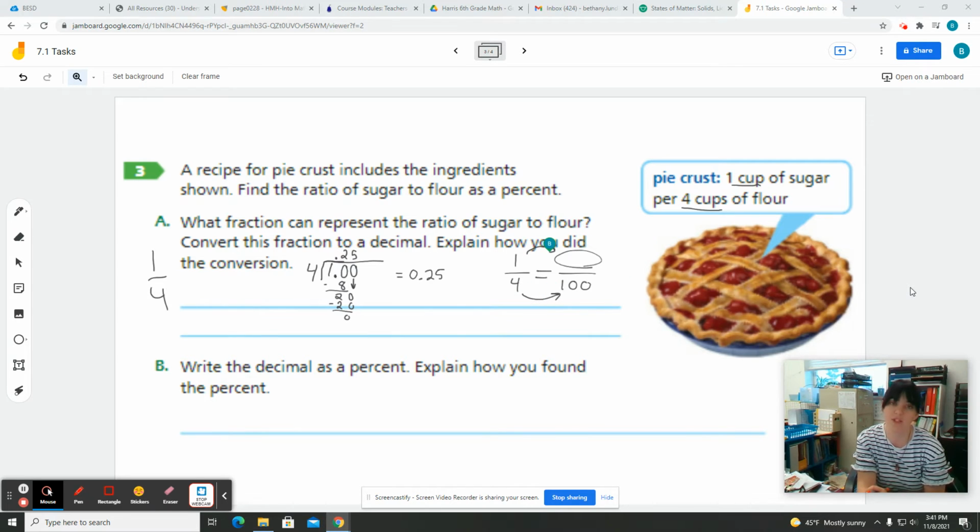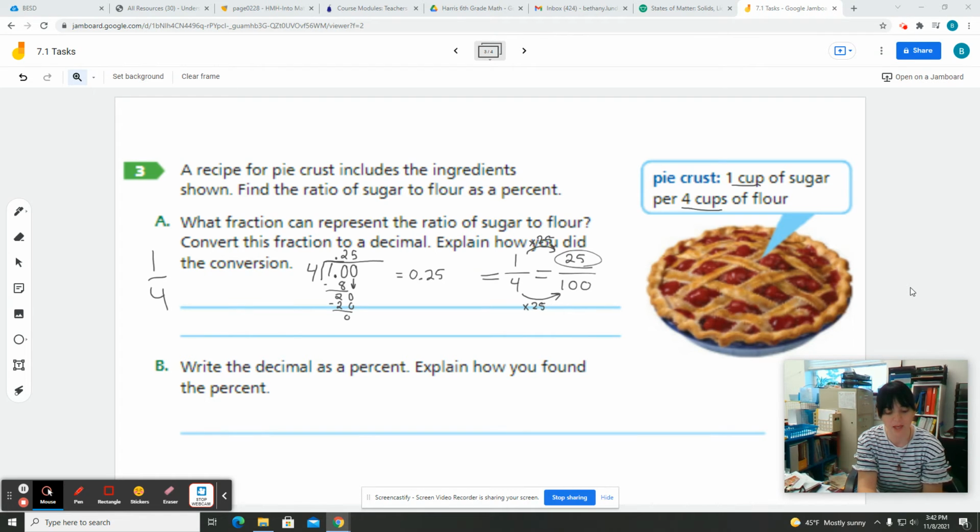Well, 4 goes into 100 25 times, right? 4 times 25 equals 100. So then we're going to do the same thing up here, times 25. You can kind of see that. Times 25 is 25. And then 25 over 100 equals 0.25. Because it's 25 100ths. So it also equals 0.25.